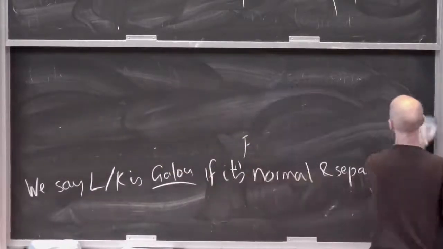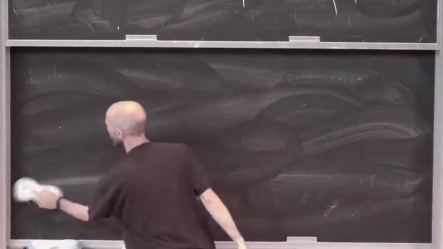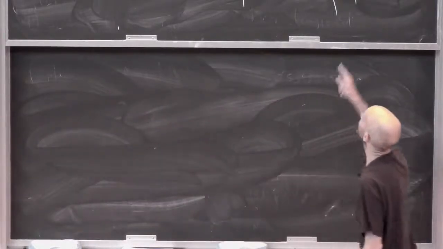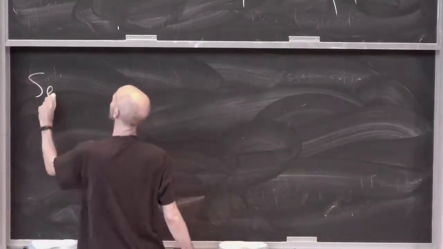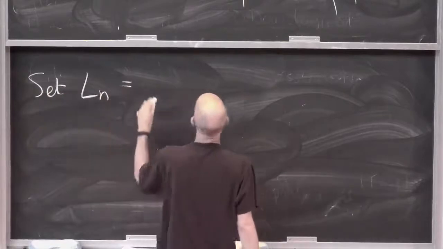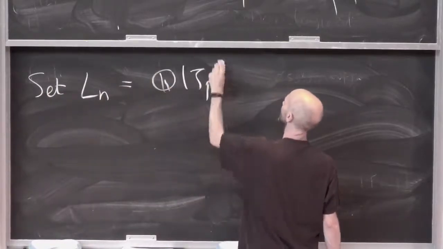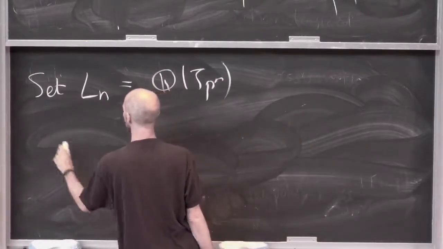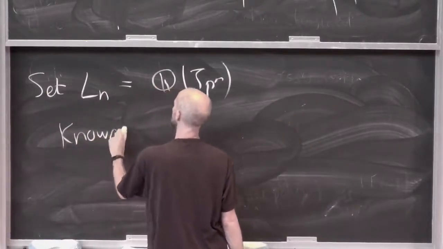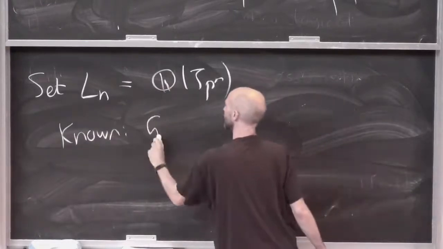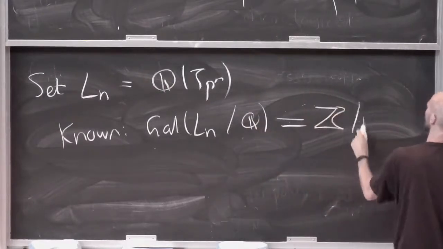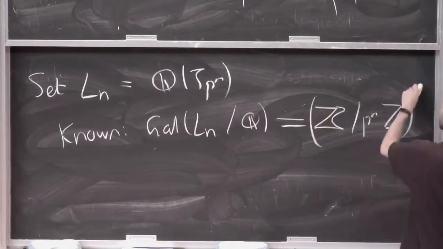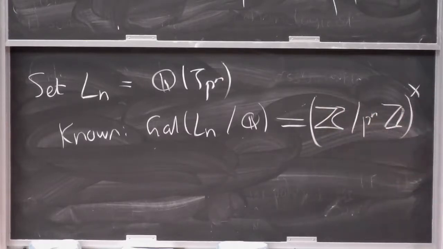And let's have a look at what we've got here. A general fact about cyclotomic fields of finite degree: why don't I say L_n is Q(ζ_{p^n}). What we know from finite Galois theory is that Gal(L_n/Q) is canonically isomorphic to (Z/p^nZ)*. This is true for d-th roots of unity for any d.